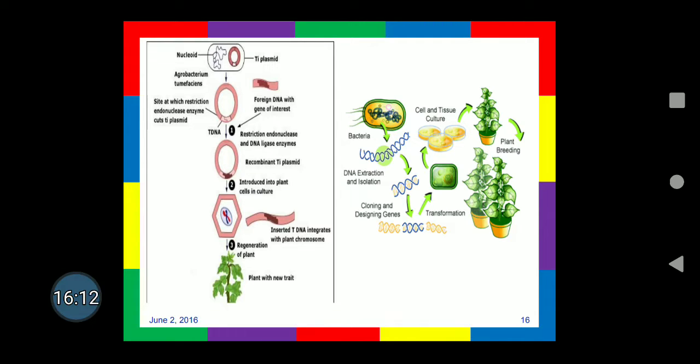The tissues are taken up and cultured, the plantlets are developed, and the plantlets are then potted and transferred to the field for further development.